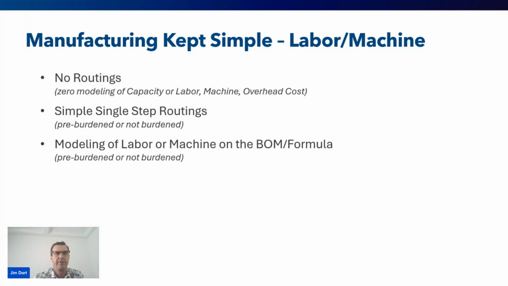One of the main reasons for this is that those organizations feel like the costs of the machine and the labor are so small relative to the cost of the materials in the product that they haven't found value in including that in the tracking. So not using routings or using simple single step routings can be a very effective tool in simplifying a manufacturing implementation.